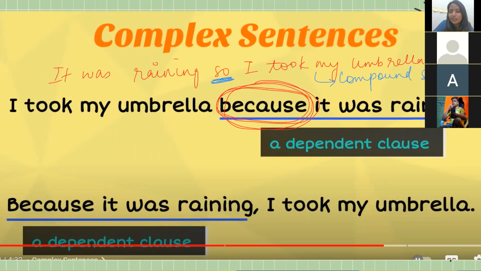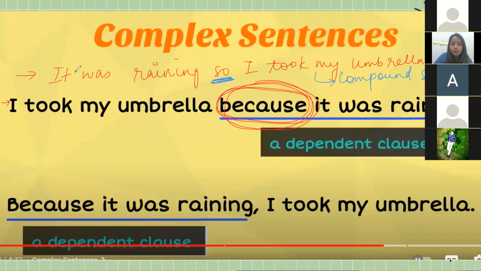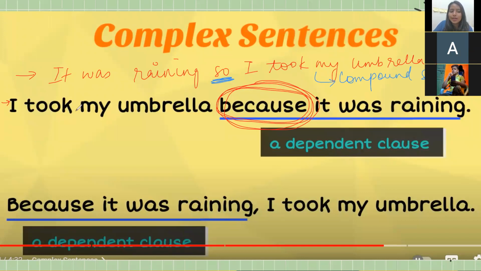Okay. Can somebody tell me a simple sentence of somewhat the same meaning? कोई भी एक simple sentence बनाओ इसी चीज से. Anyone? Ma'am, it was raining, I took my umbrella. You don't have to write "it was raining, I took my umbrella" with a conjunction. ठीक है? Got it? So this will be the simple sentence.